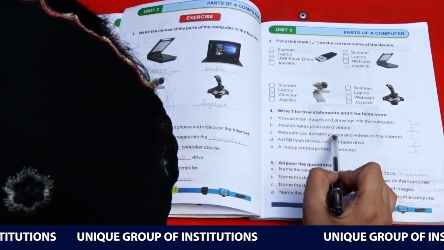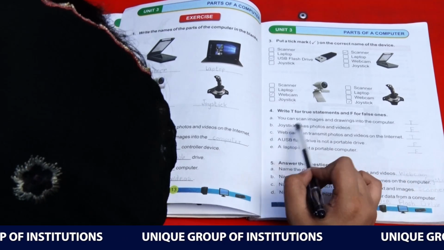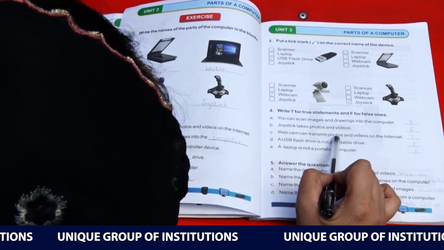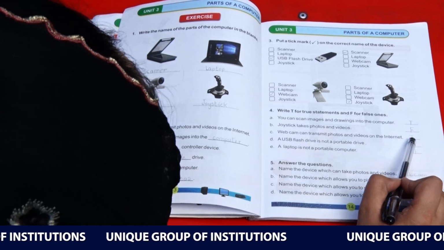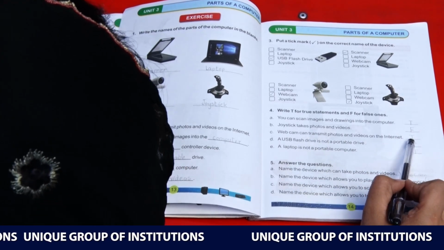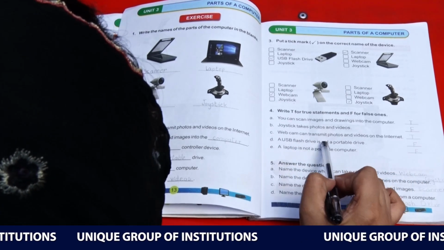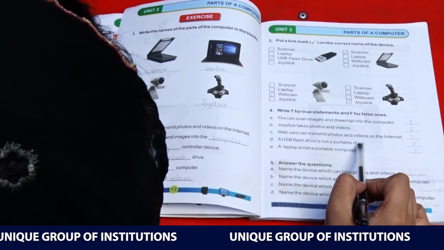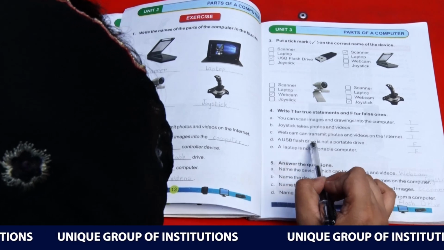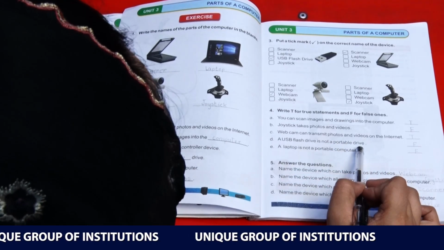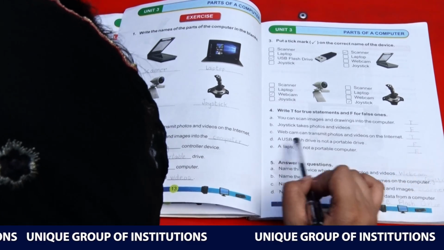Webcam can transmit photos and videos on the internet. We know that webcam can transmit photos and videos on the internet. So, this statement is correct and it is true. So, you have to write T here. Part D. A USB flash drive is not a portable drive. We all know that this device that is called a USB flash drive is a portable drive. So, this statement is false. You will write F here.